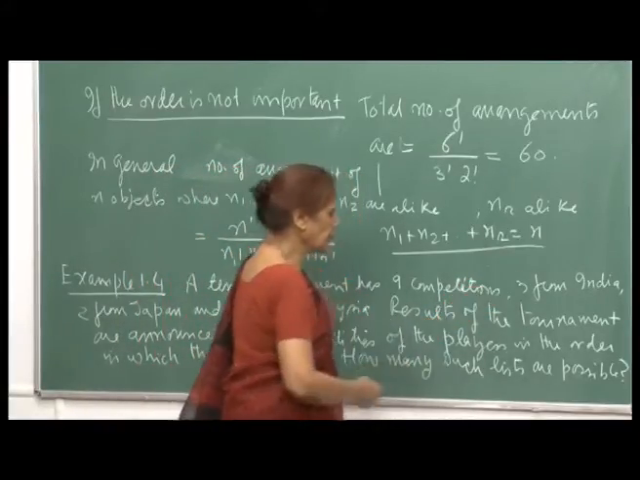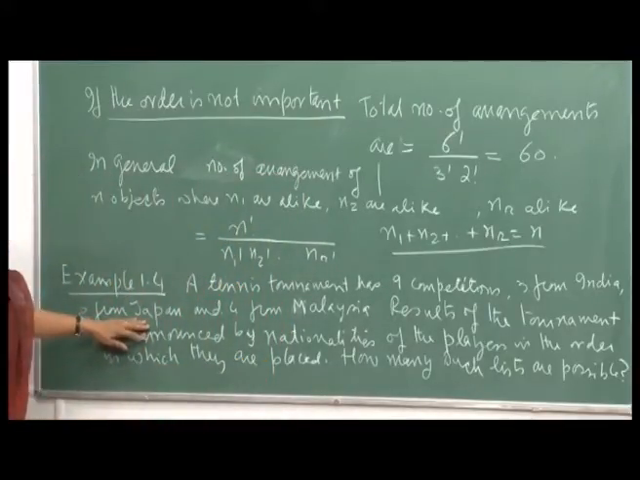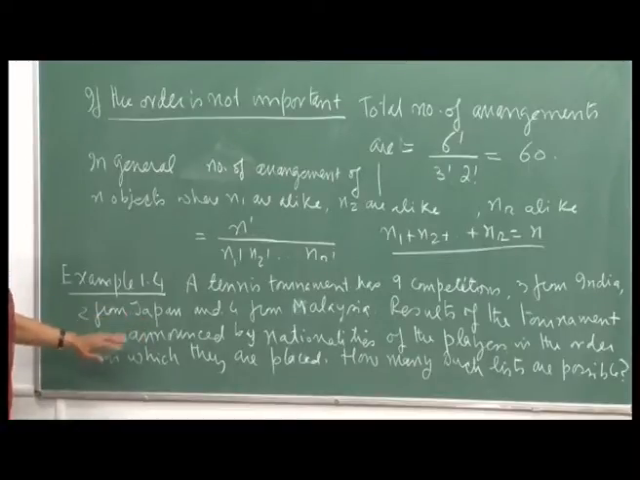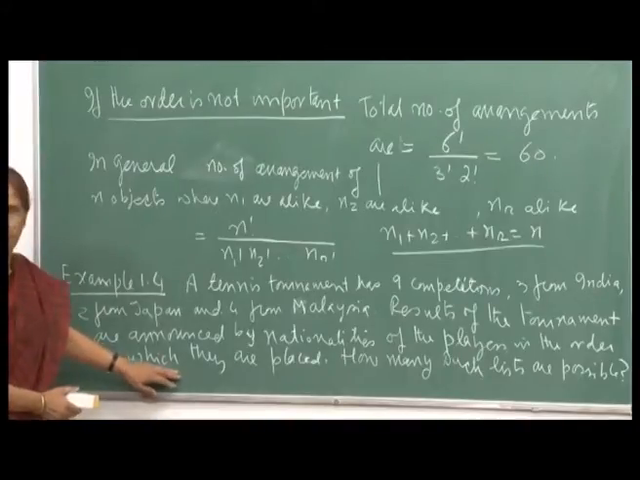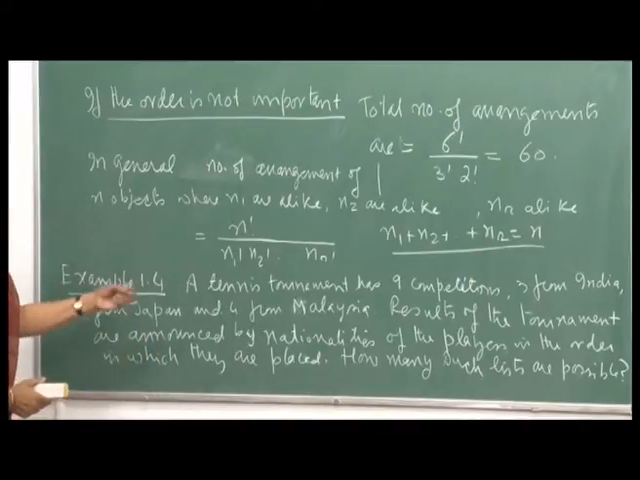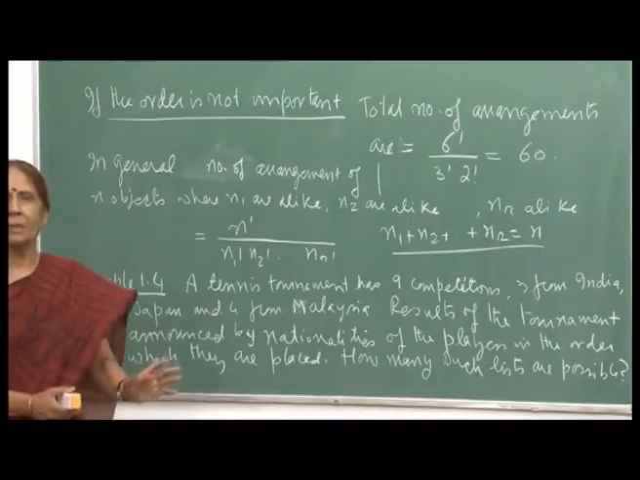Okay. So, and then 3 from India, 2 from Japan and 4 from Malaysia. Now, if the results of the tournament are announced by nationalities of the players, in the order in which they are placed, you are not distinguishing the players by their names, only their nationality is being considered.